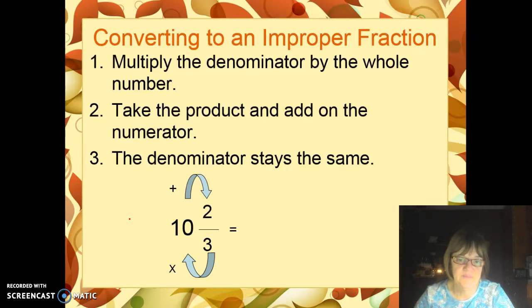So let's see that again. Here we go. Same step. 3 times 10. Okay, that's our first step. Multiply the denominator by the whole number. 3 times 10 is 30.